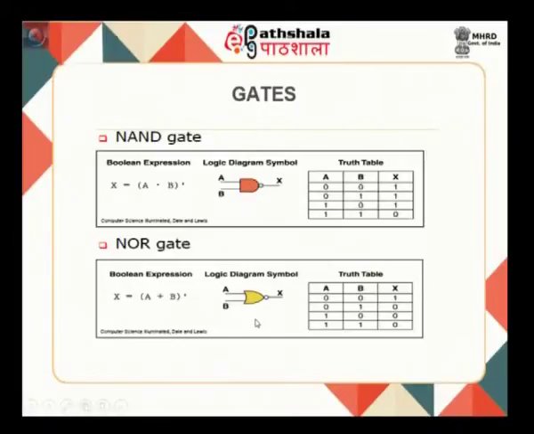In the same way, I have a NOR gate, where it is A plus B, the whole thing with a dash. A plus B is nothing but OR, where 0 plus 0 is 0, inverted as 1.